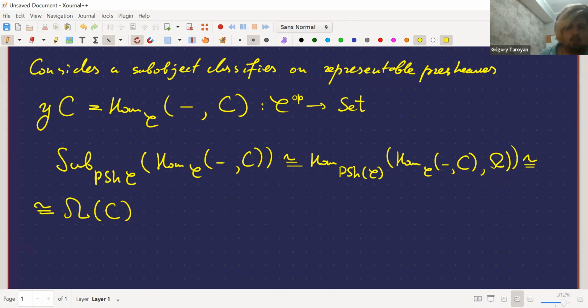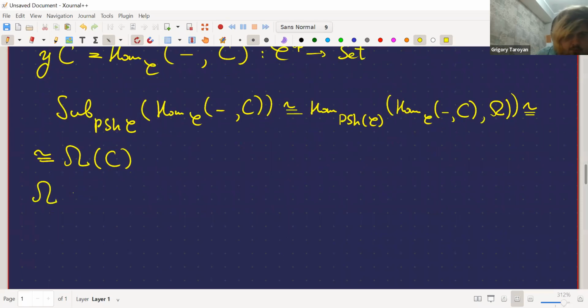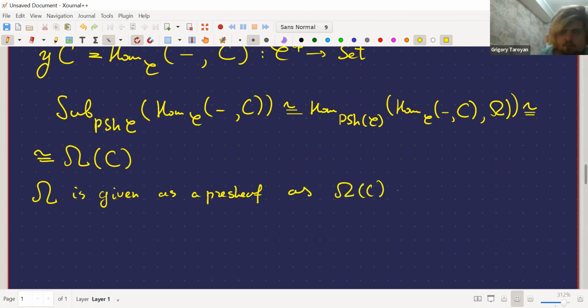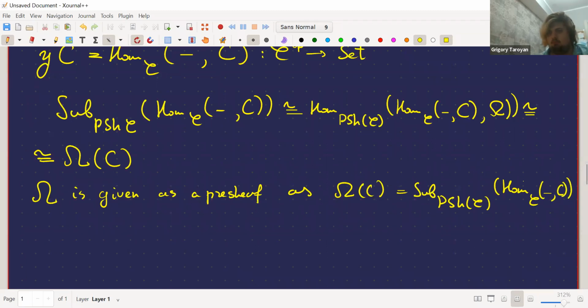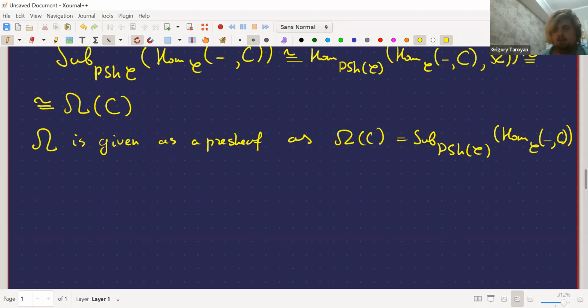Okay. And so omega is given as a presheaf on objects as omega of C equal to the subobjects of the representable functor inside of presheaves. Well, this description is not very satisfactory, of course, but we will obtain a more satisfactory description by the end of the talk. So that's basically the description of the subobject classifier in some sense. But we can do better.